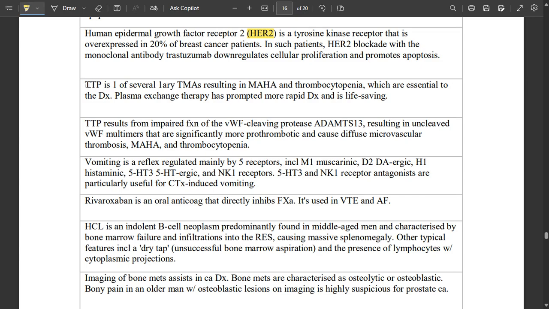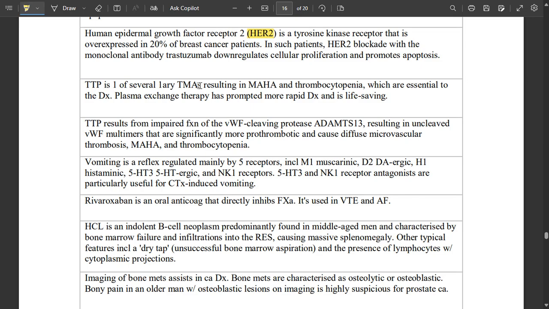So TTP, thrombotic thrombocytopenic purpura. Thrombocytopenic purpura means there is a lower number of platelets causing purpura. Therefore, thrombocytopenic purpura makes sense. And thrombotic means there is an increased chance of thrombus formation as well. So it is one of several primary TMAs, thrombotic microangiopathies.